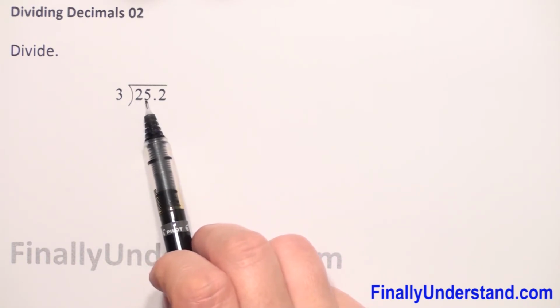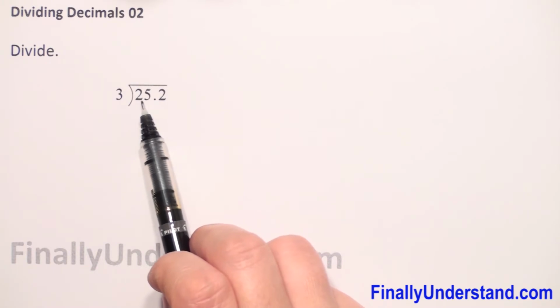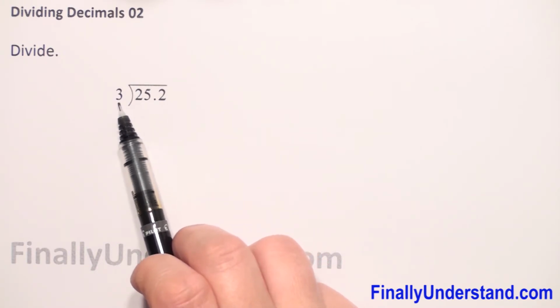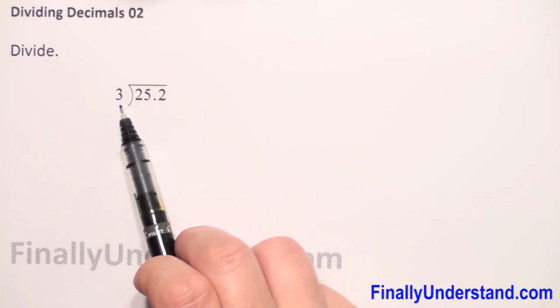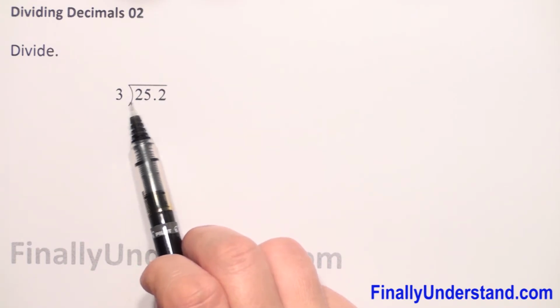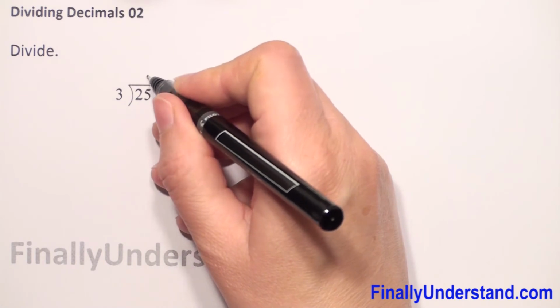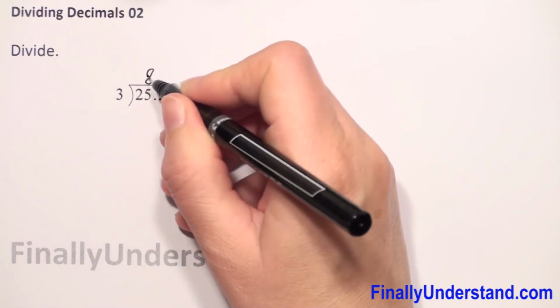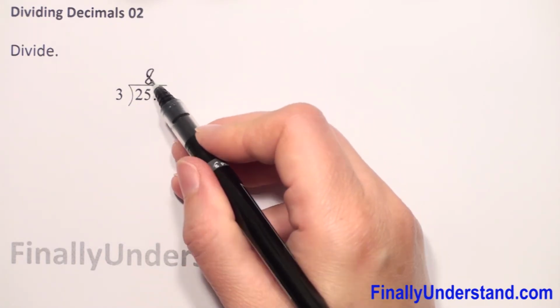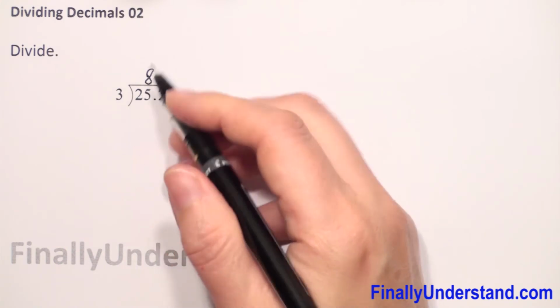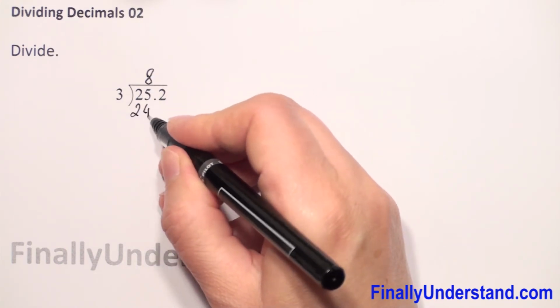We cannot, so we have to take the next digit. So we have 25 divided by 3. How many times can we put 3 into 25? 8 times. So on the top we write 8. And next we have to do multiplication. 8 times 3 is 24.